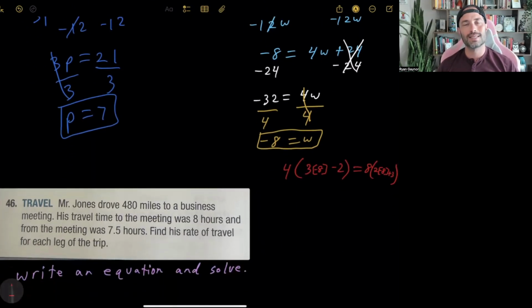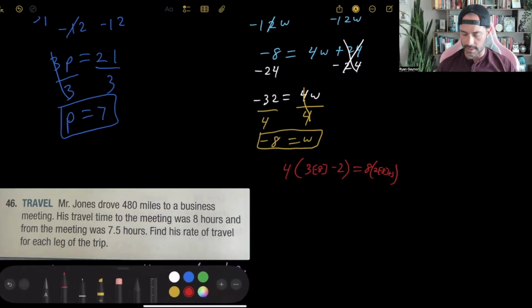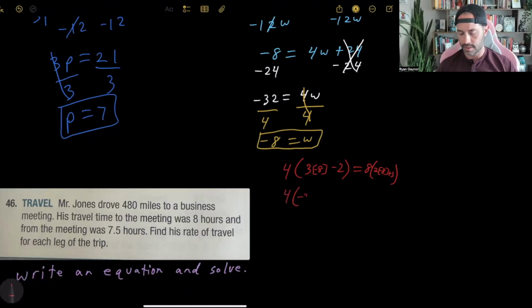So we've got to go inside out when you're dealing with parentheses and you know all of the numbers, right? There's just no variables. So we've got to work inside out. So that looks like this. What is 3 times negative 8? Right? That is negative 24 minus 2. Negative 24 minus 2 is negative 26. Then on this side, we have 8 times 2 times negative 8 is negative 16 plus 3.